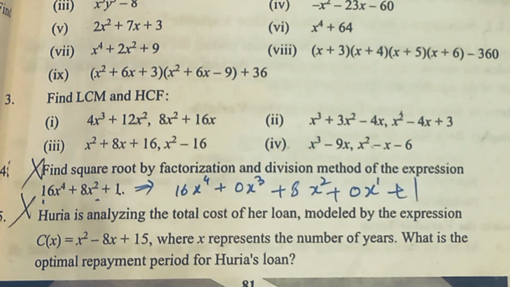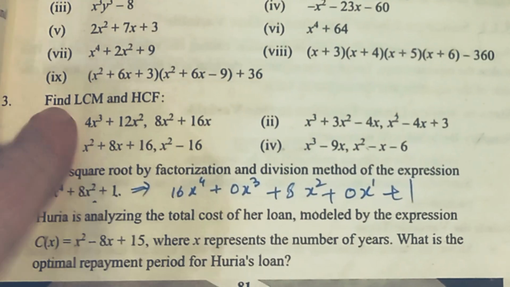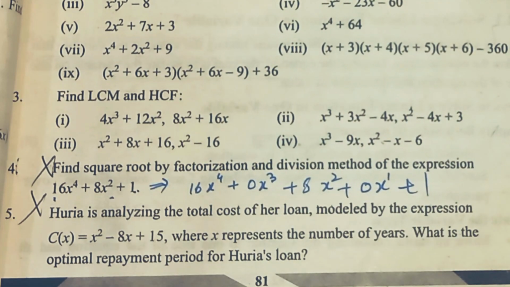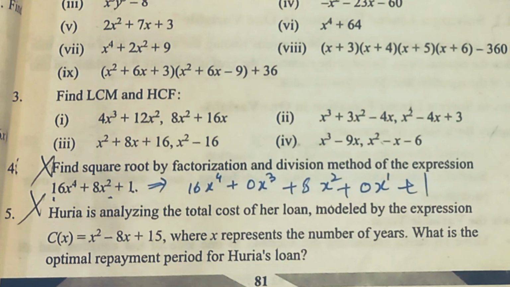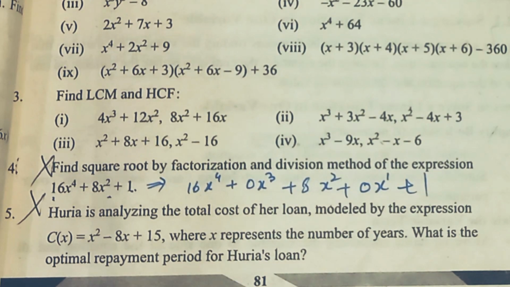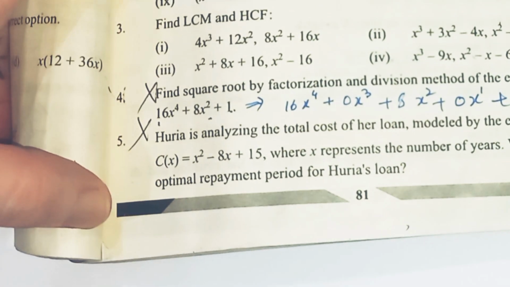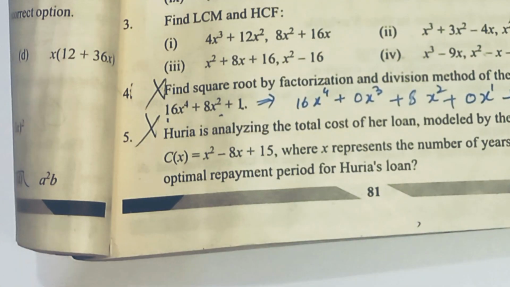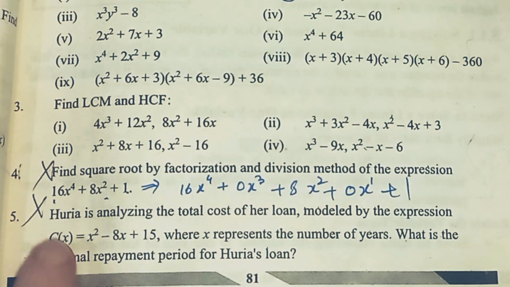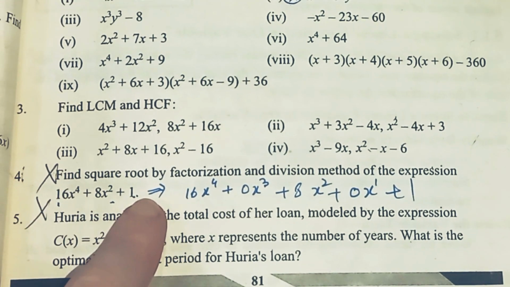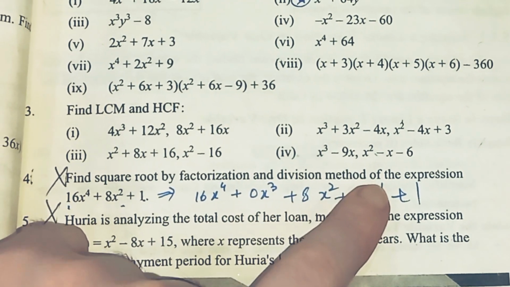In the last lecture, we completed question number 3, that is HCF and LCM, from the review exercise of chapter number 4. Now, today's topic is also from the review exercise, and we solve questions number 4 and 5 here. Okay, dear students, now we start today's lecture. Find square root by factorization and division method.